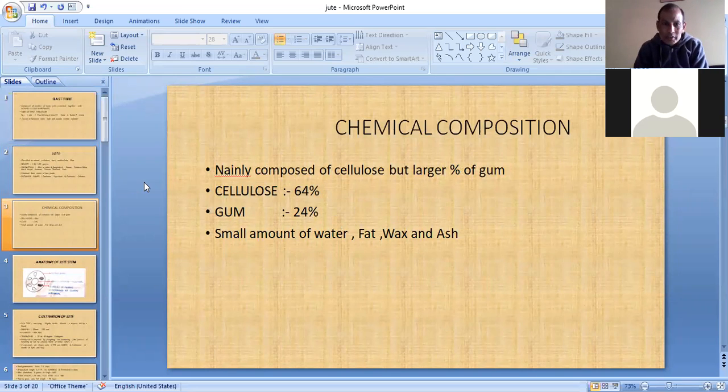Chemical composition: it is not mainly composed of cellulose, but has a larger percentage of gum. Cellulose is found in around 64%, whereas gum is around 24%. So a very high amount of impurities is found in jute fiber, and a small amount of water, fat, wax, and ash is found.